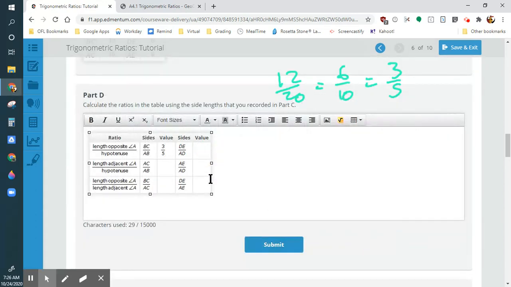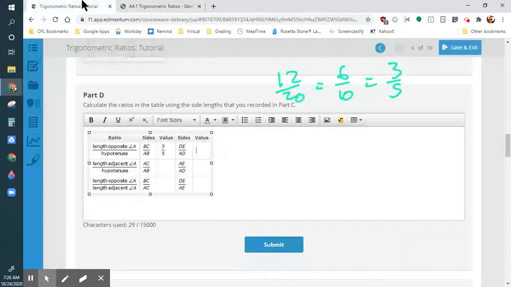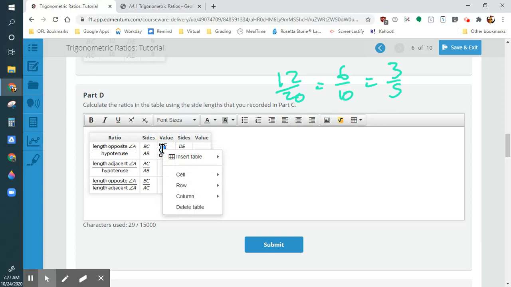Now we want to do the ratio of DE. I have a feeling it's going to be the same thing. So DE is 6 over 10. Well, guess what? That is also 3/5. So I'm just going to borrow my answer here because I know it's the same thing. You notice how I can't copy it? Well, you can just Control C here and then Control V.